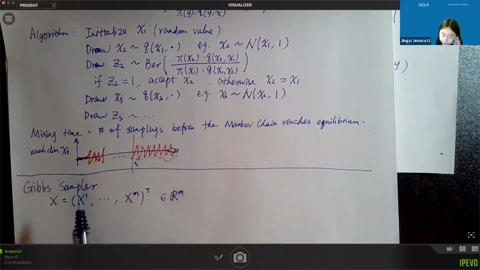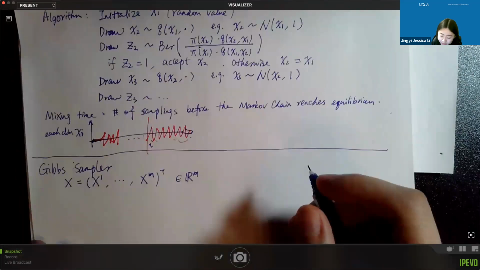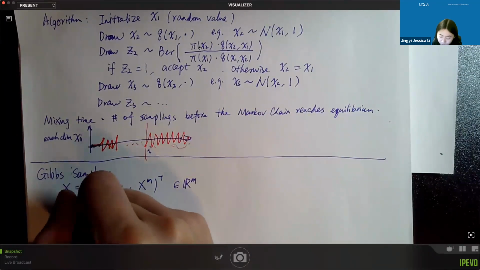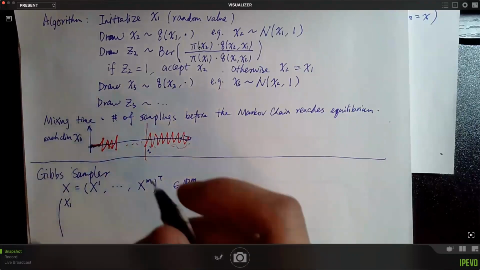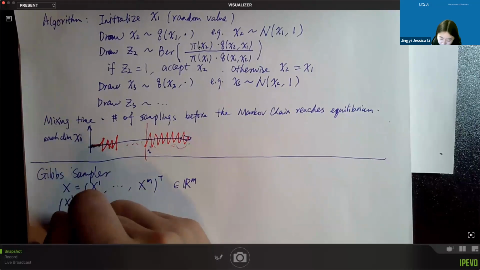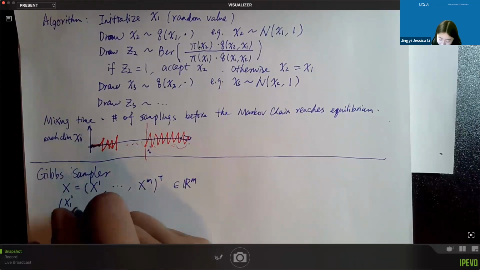The reason I put the dimension in the superscript instead of the subscript is because we already use the subscript for the position in our Markov chain. So we don't want to confuse those two notations. So in other words, your Markov chain will look like this. We will have the first random vector at the first time point or position. We call that x_1^1 to x_1^n.